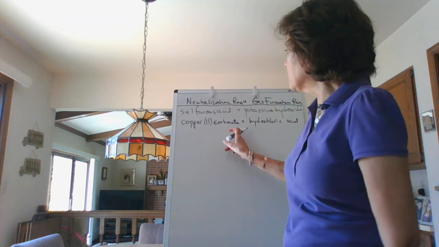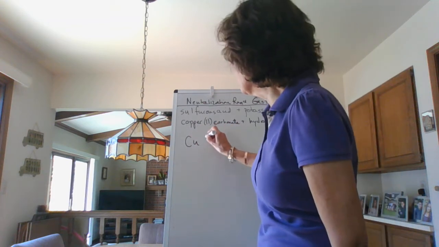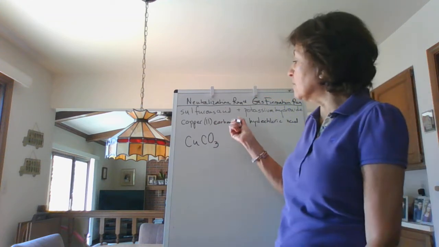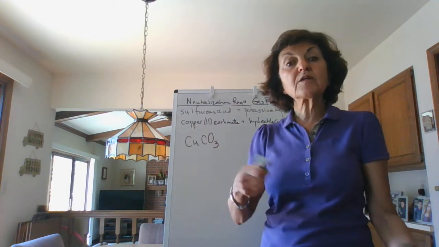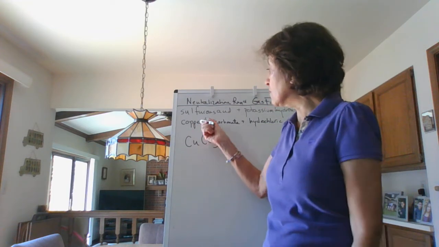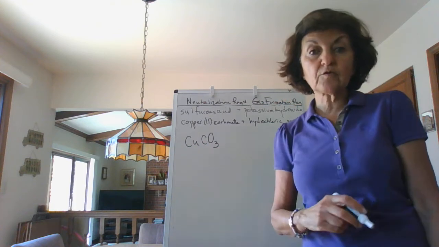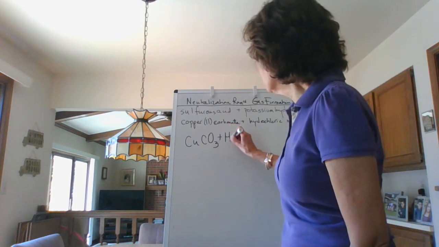All right, so copper Roman numeral 2 carbonate is CuCO3. How do I know that? Well, carbonate is CO3 2 minus. Copper could either be +1 or +2. This one says 2, so this is +2, this is -2. That's copper 2 carbonate, and then I'm going to add HCl.